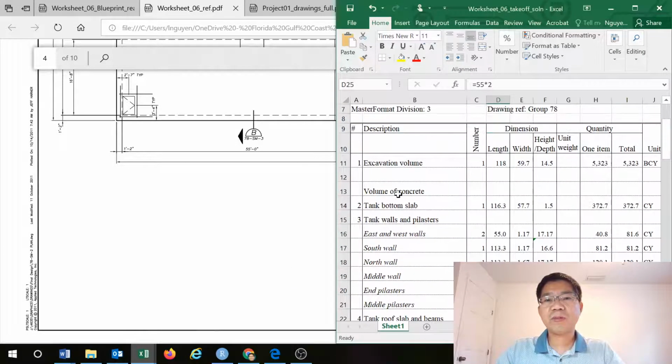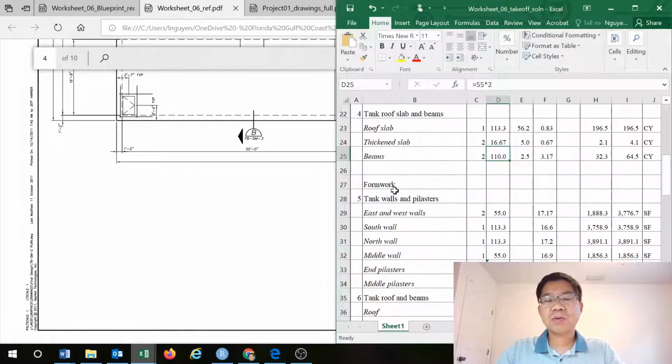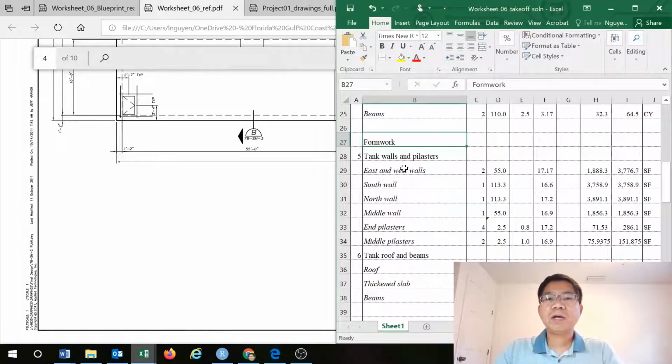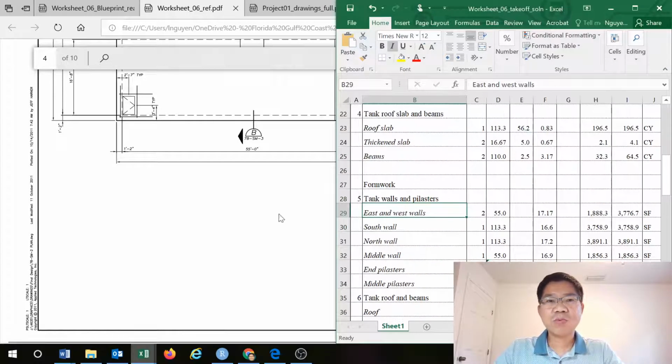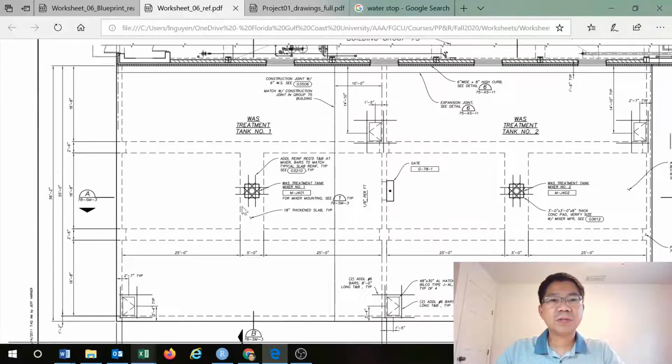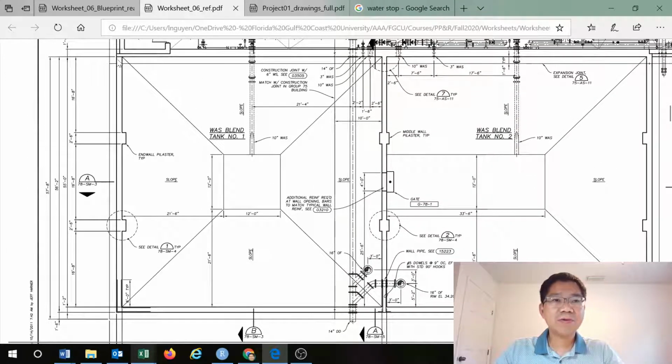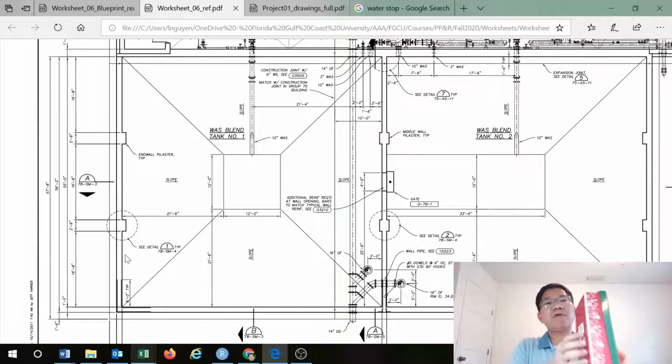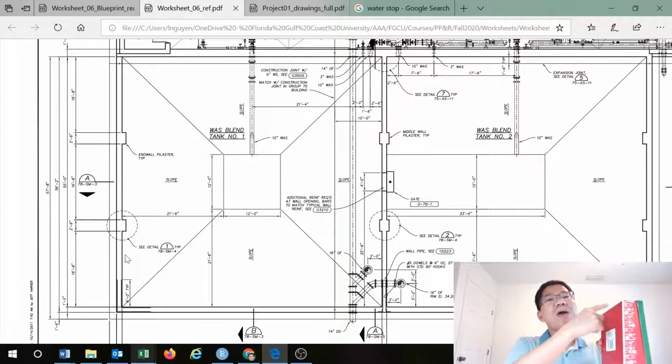We went over the volume of concrete, and now let's do the formwork for the wall and pilaster. So again, we have east and west wall. How can I determine the formwork for that? You see the wall in plan view. To set up the wall for the concrete, we need to have the formwork for this side, right? Of course, the other side as well, so that the concrete can be poured in there. So it determines the square foot contact areas.